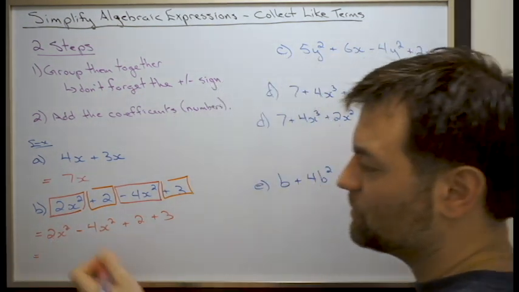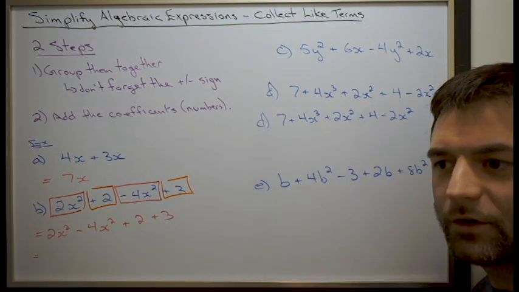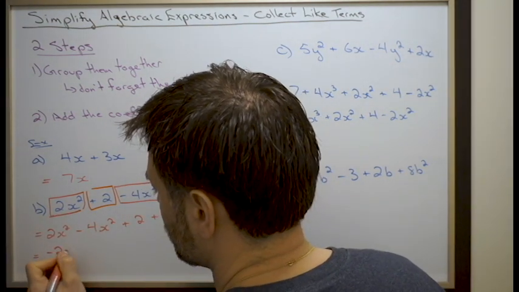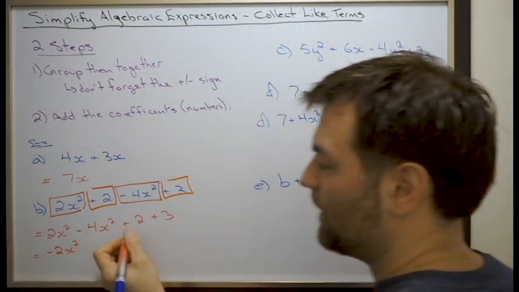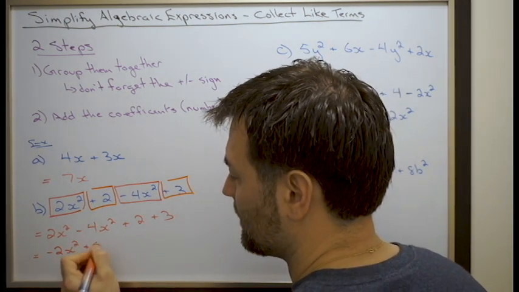So in the case of 2 minus 4, it's 2 degrees out, it gets 4 degrees colder, it's going to be minus 2. Minus 2x squared, and then we have 2 plus 3, which is 5.